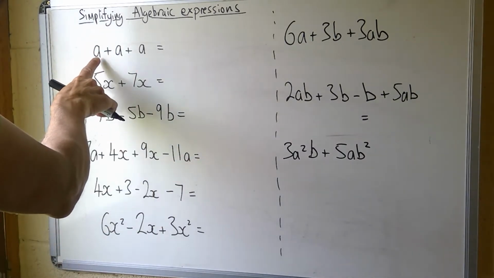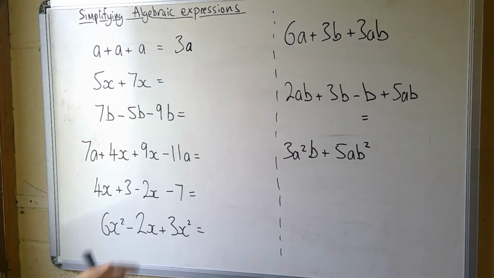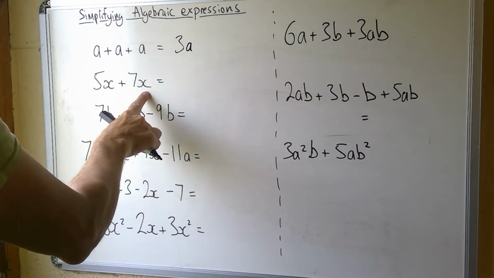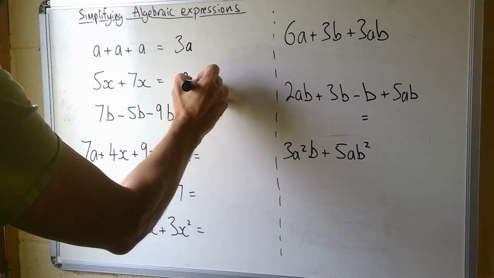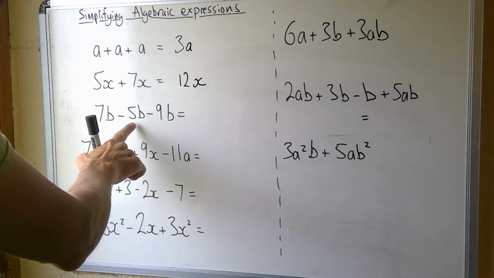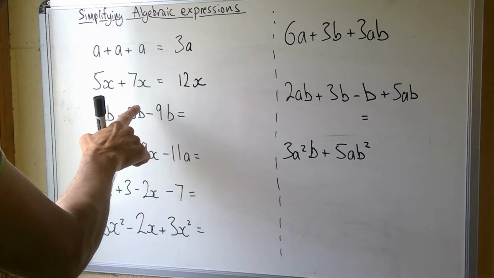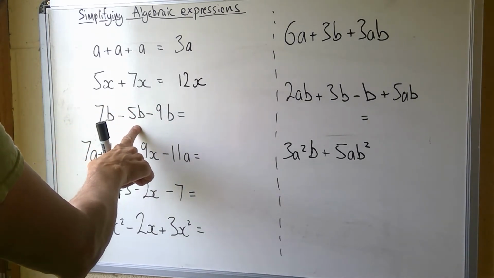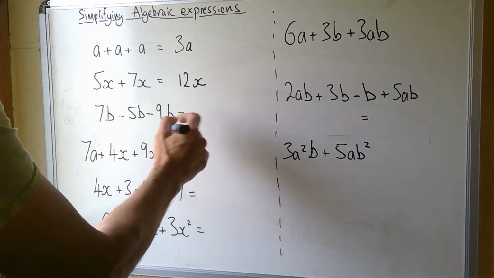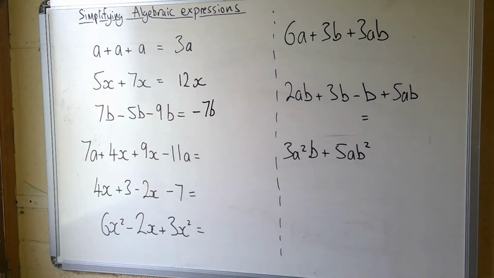So start off quite simply. A plus A plus A would be 3A. 5x plus 7x, well, I add 5x to my 7x and that will give me 12x. 7b minus 5b minus 9b. So they can be plus or minus. It's very important that we look at the signs. So 7b minus 5b would be 2b, and then take another 9b away, and then we're left with negative 7b. So you can have negative or positive simplifications.